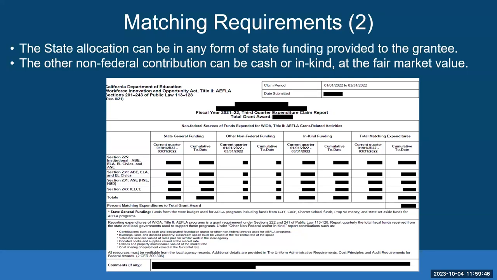The other non-federal funding is very rare. It's not often that we see those, mainly because the contributions are things such as cash or designated foundation or local grants assigned for AEFLA programs or for literacy programs. In-kind funding is the other section, and in-kind funding is typical. That is your classroom space, volunteers' time, buildings, donated property, and so on.